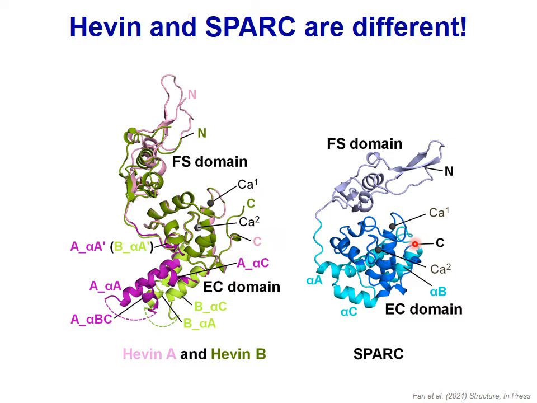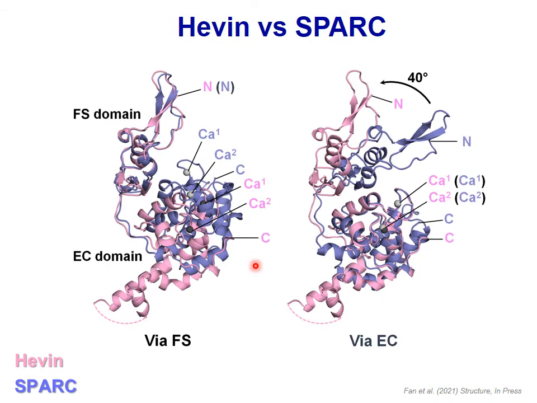There are two Hevin molecules in our structure, a copy A and a copy B, so we can compare these as well. They are similar, in green and pink here on your left. Superposing Hevin and SPARC with their FS domain here on your left reveals that the Hevin FS domain is quite similar to the SPARC FS domain, unlike the EC domain. Superposing them with their EC domain here on your right reveals that the FS domain in Hevin swings away from the EC domain about 40 degrees compared to SPARC.